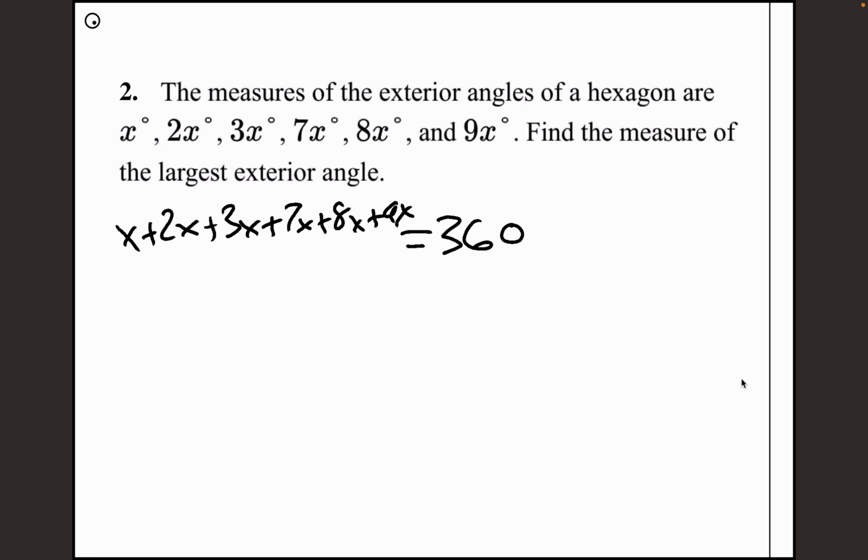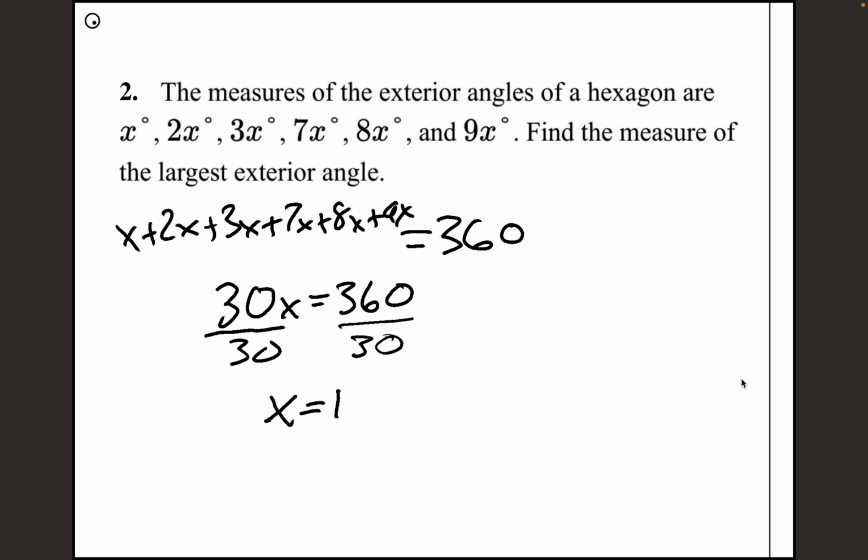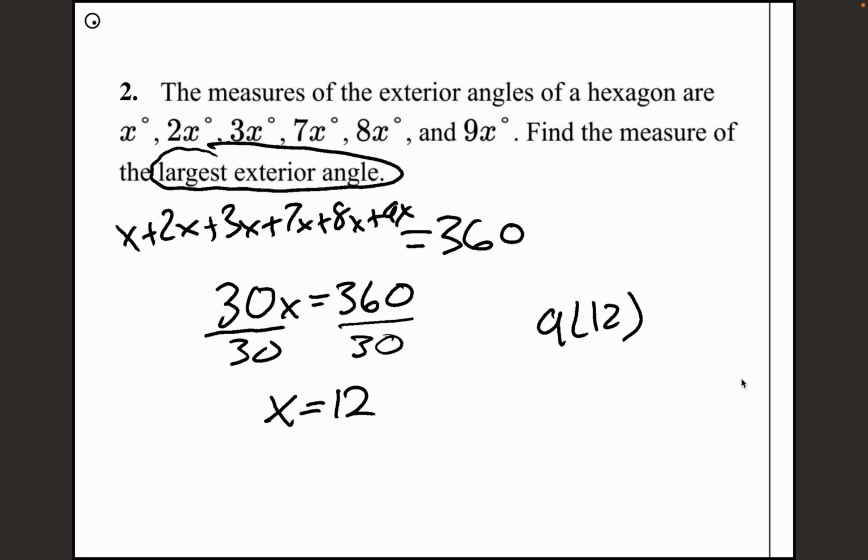So if we add all those numbers together, what is that going to be? Do we get 30x? 30x equals 360. Now what? Yeah, divide by 30. And what's 360 divided by 30? Is that my answer? Yeah, I need to find the largest exterior angle, so I need to do 9 times 12. Do we get 108?